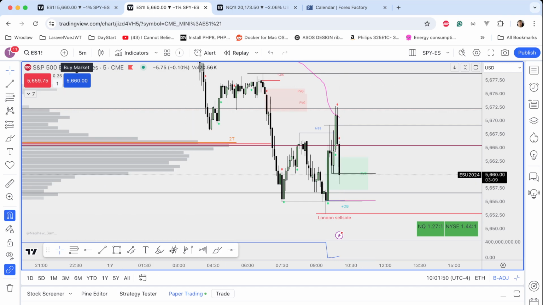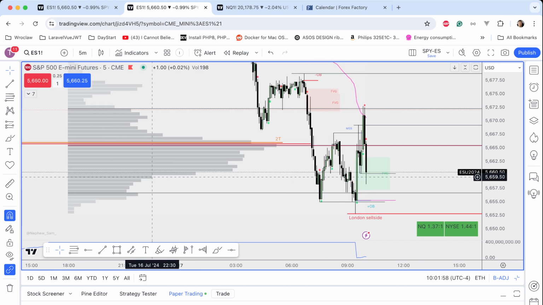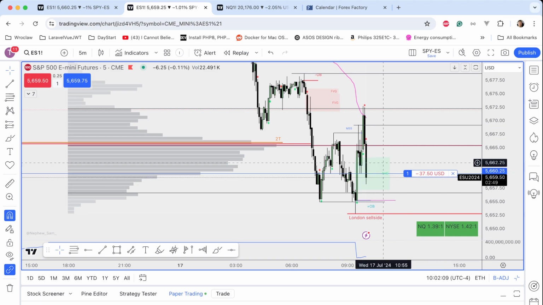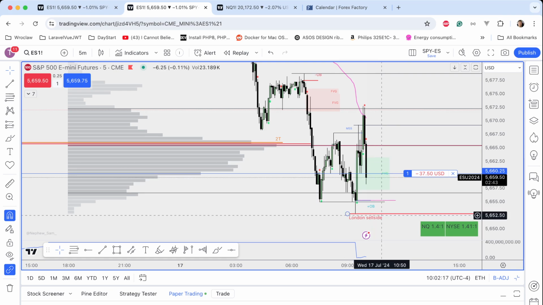You see, drop. They grab the liquidity. Look at the volume profile. They grab the liquidity, they don't need to go lower. I'm going to go long. I'm going long here. This market looks like it's coming back into this range again. We can push into London sell side for sure, and they could do that if they wanted.